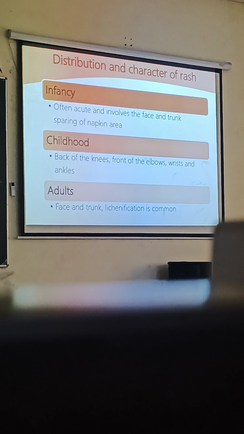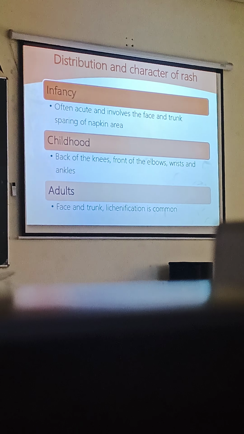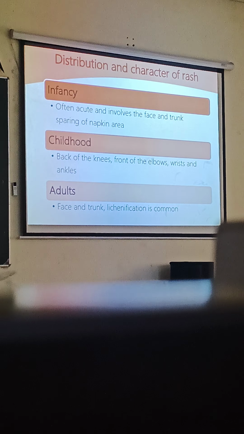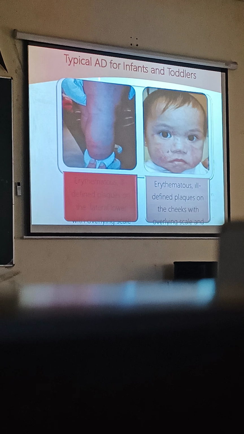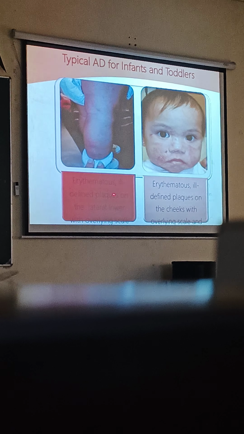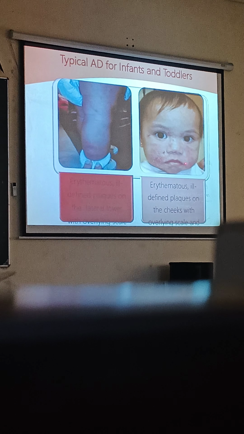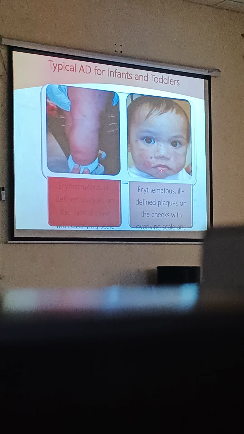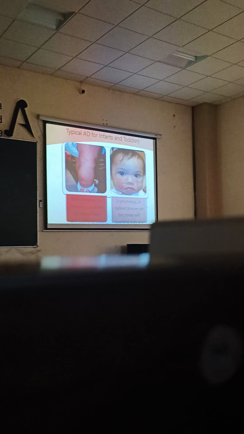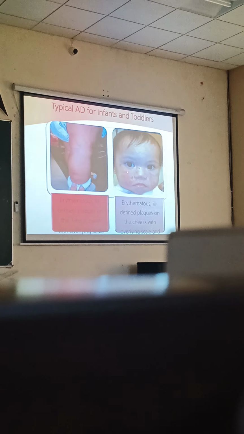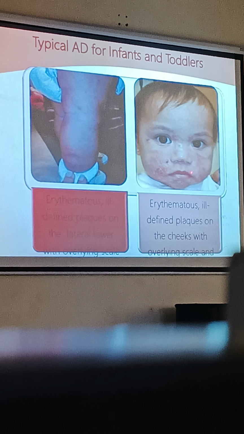Okay. In childhood, back of knees, front of elbows, wrists and ankles, and in adults, face, trunk and lichenification is commonly seen. Here, in this picture, we can see that back of knee is involved and the lesion is erythematous, ill-defined plaque. And here we can see the cheek areas are involved. In this, the lesion has extended to perioral, but in subsequent picture I will show you that characteristic cheeks are mainly involved. Okay, and lesion is erythematous and the boundary is not well defined, so ill-defined plaque on cheeks. And overlying scales are present.